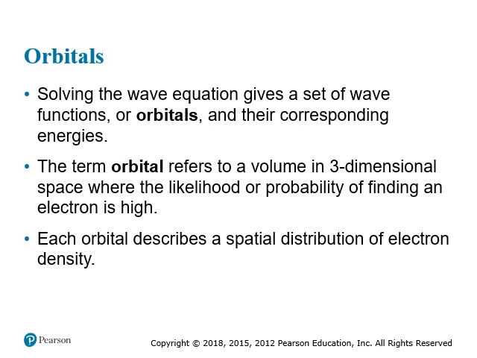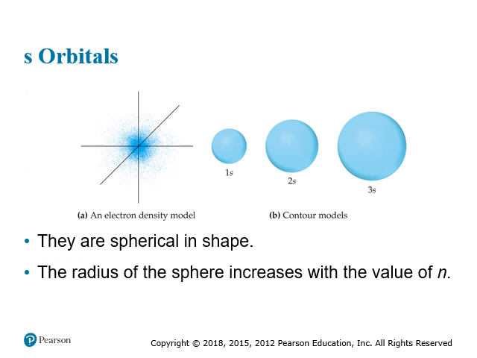All of these solutions to the Schrödinger equation for a given electron combine to form what we call an orbital. The term orbital spatially refers to a volume in three-dimensional space where the likelihood of finding an electron is high. Each orbital describes a particular area in space where the electron might be found. For our discussion today, we're going to speak of four basic types of orbitals. There are s orbitals, p orbitals, d orbitals, and f orbitals.